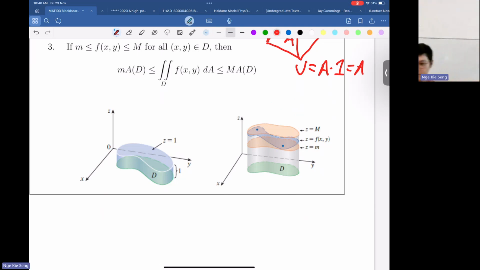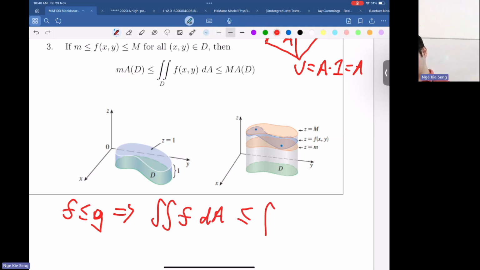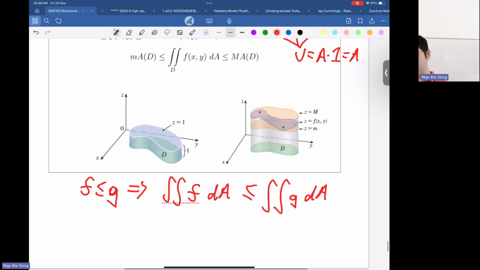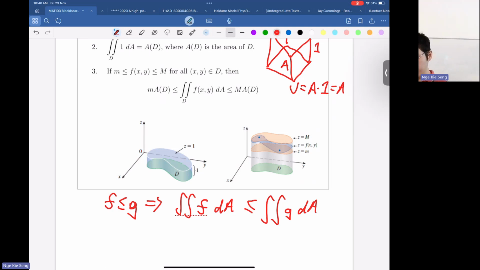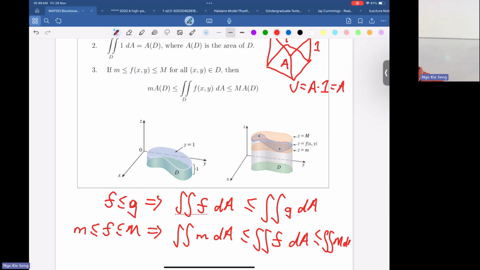So how do we prove this? Previously, we know that whenever we have f less than or equal to g, this implies the double integral of f is less than or equal to the double integral of g. But in this case, what's your g? Your g is capital M, and on the other side is small m. So this implies that the double integral of m dA is less than or equal to the double integral of f dA, which is less than or equal to the double integral of M dA.